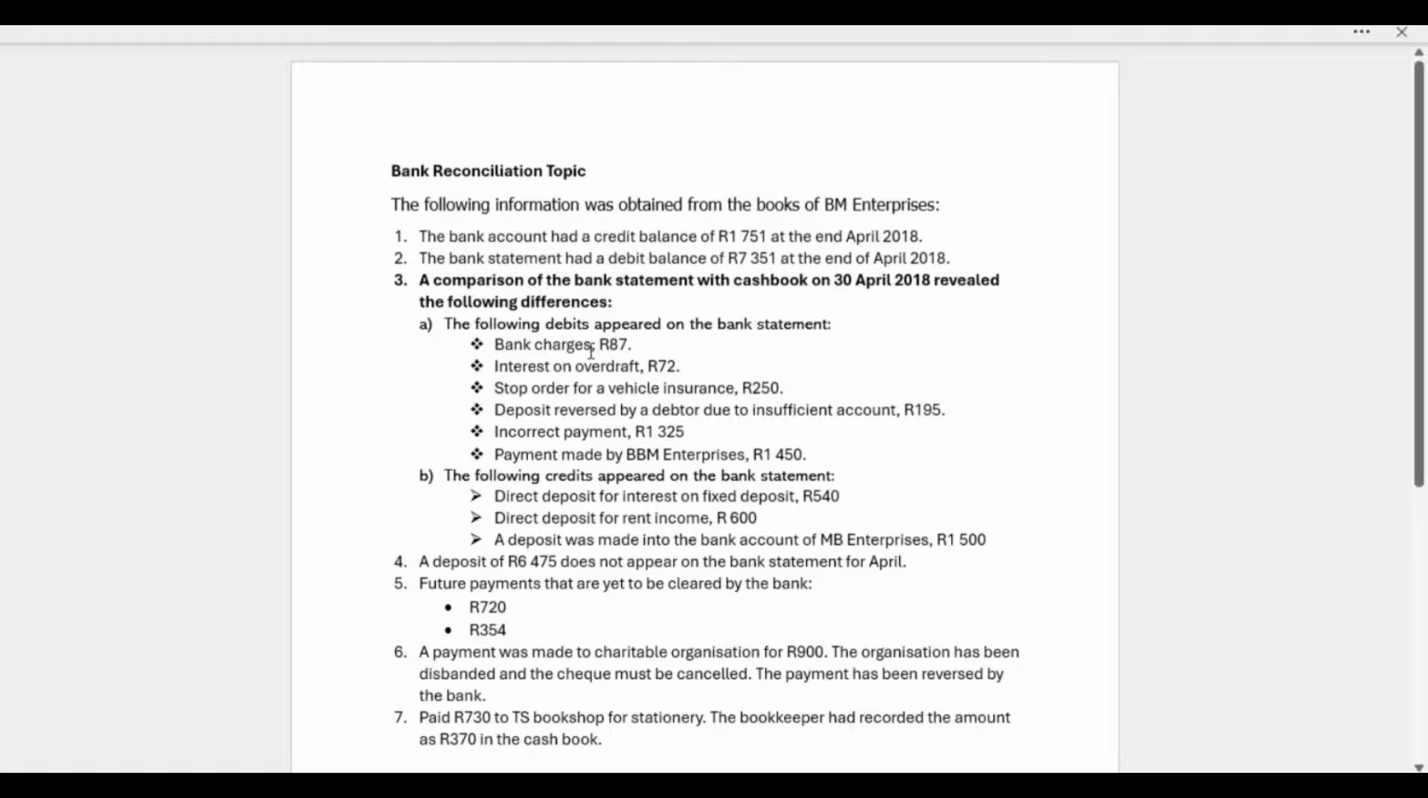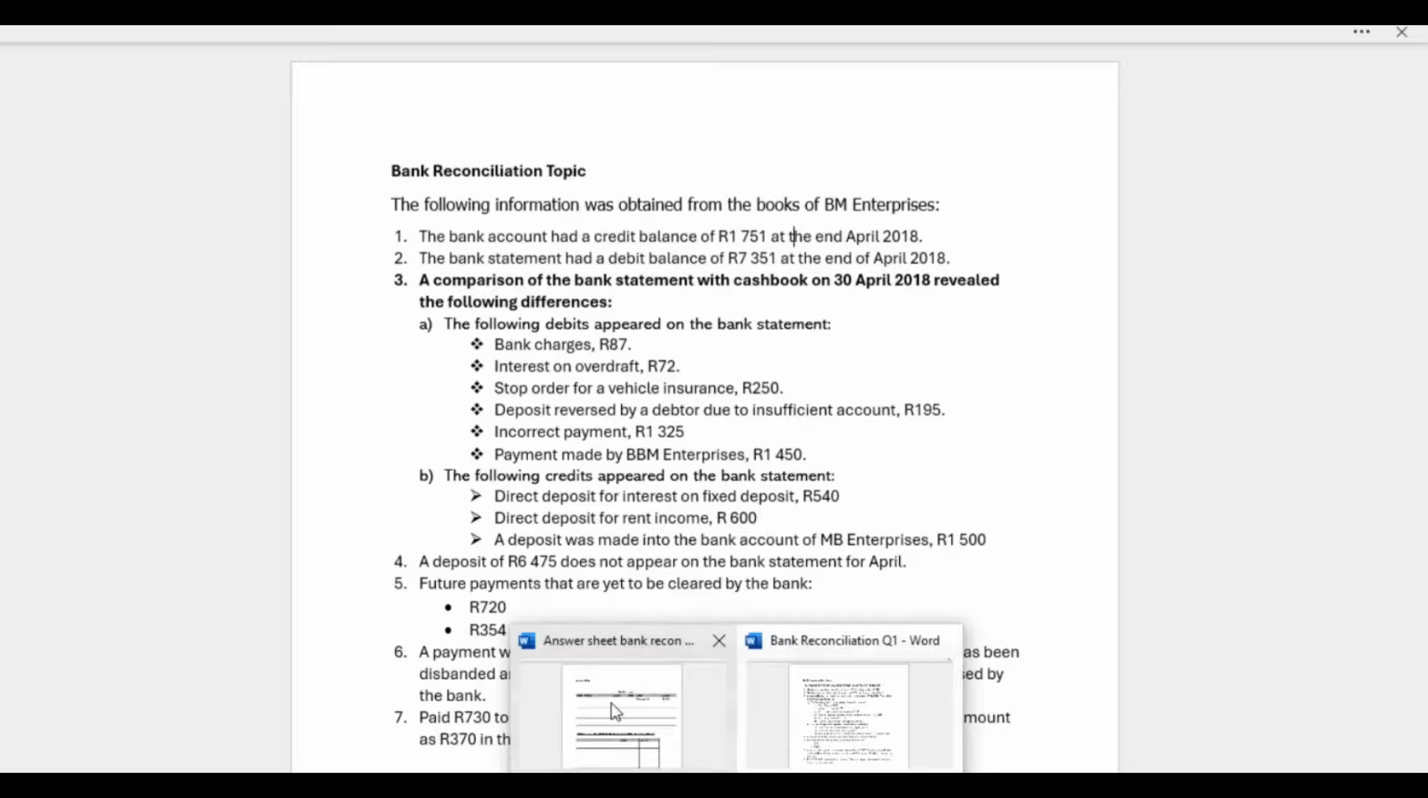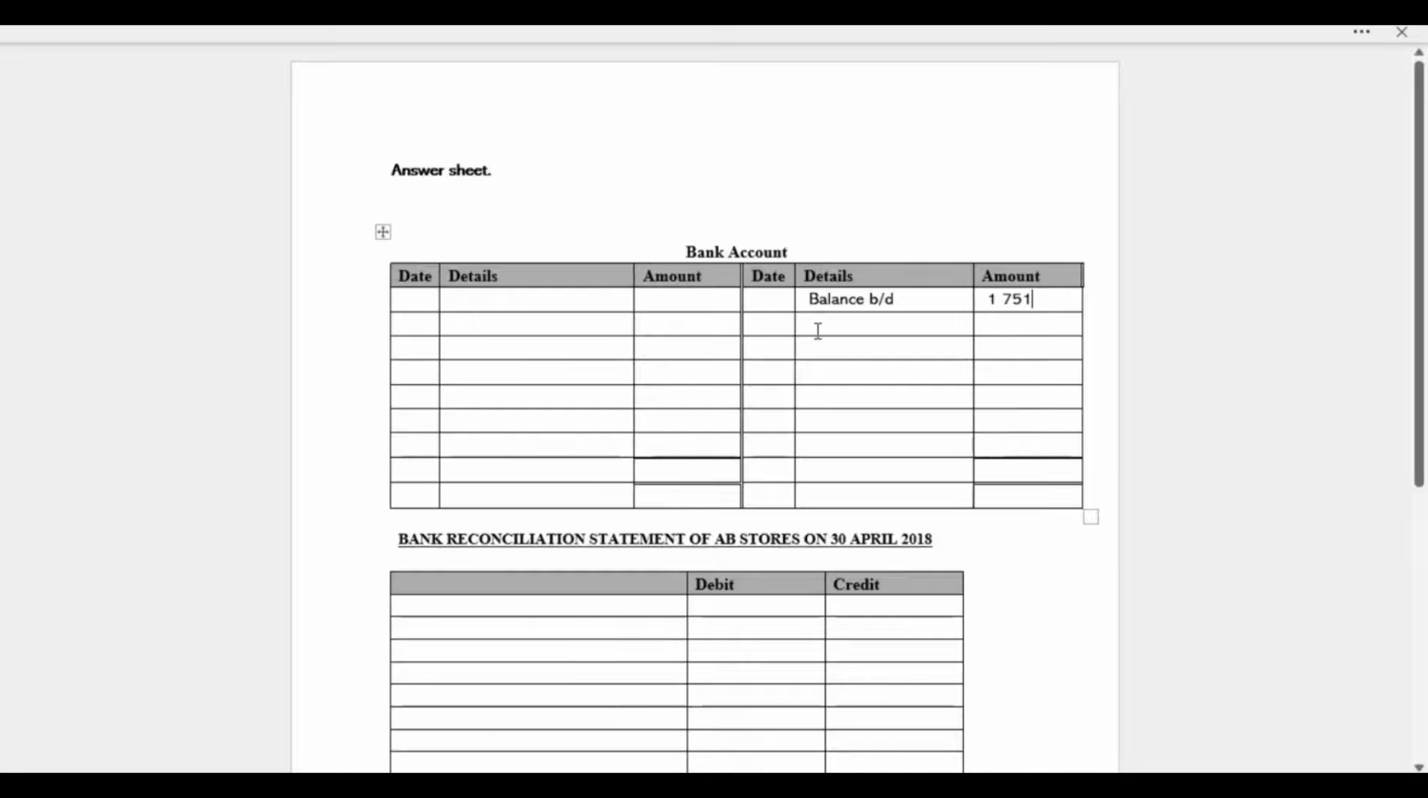So bank charges are expenses. Whenever we have got expenses that we paid for, they will decrease your bank. And then bank is an asset, decrease on the credit side. It means we're going to come this side and say bank charges, 87, right.